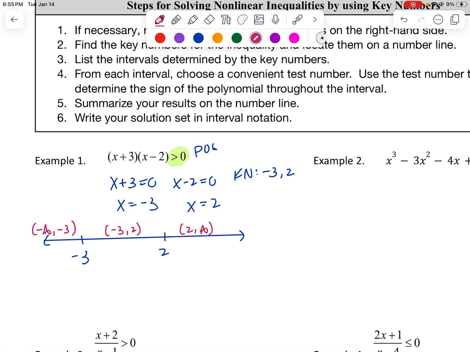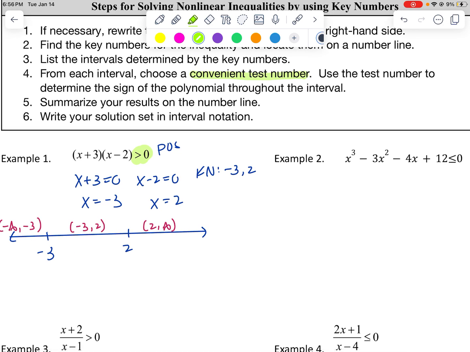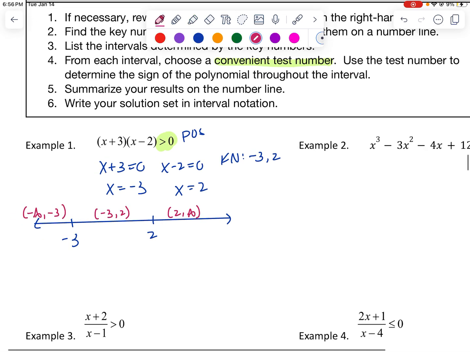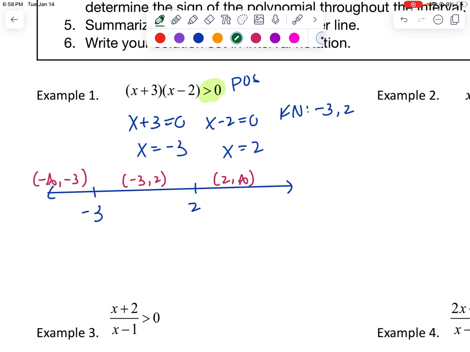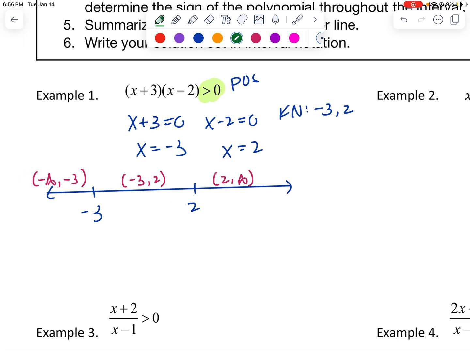Step 4 says from each interval, choose a convenient test number, and use the test number to determine the sign of the polynomial throughout the interval. So every single interval is going to have a test number. Usually with the test numbers, I just go to the one right next door. If you can use 0, 0 is an easy number, so I would do that. My first test number is going to be -4. My second one, I'm just going to make it 0. And then my third one is going to be a 3. Basically, I'm going to plug these test numbers into this expression and see if it's going to be positive or negative.